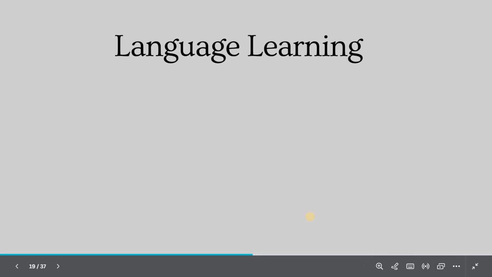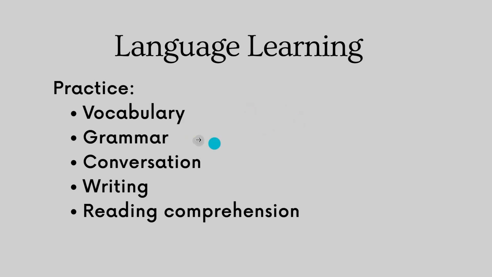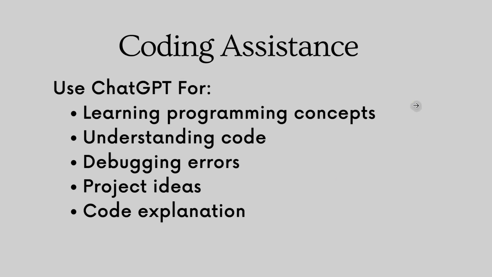Aside from that, you can actually use ChatGPT to become your language learning partner. You can practice vocabulary, grammar, conversations, writing, and also reading comprehension. It helps you to correct mistakes, explains grammar to you, and introduces you to new vocabulary. Next, you can use ChatGPT as your coding assistant. Programming students can really benefit from ChatGPT: learning new programming concepts, understanding code, debugging errors, project ideas, and code explanation.